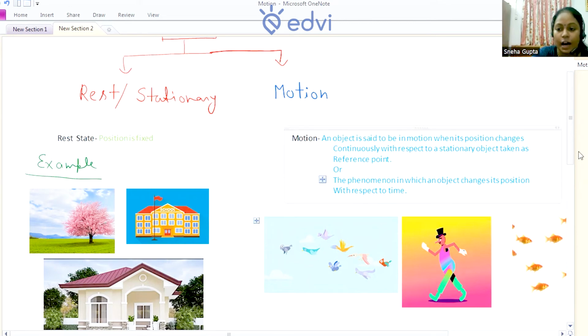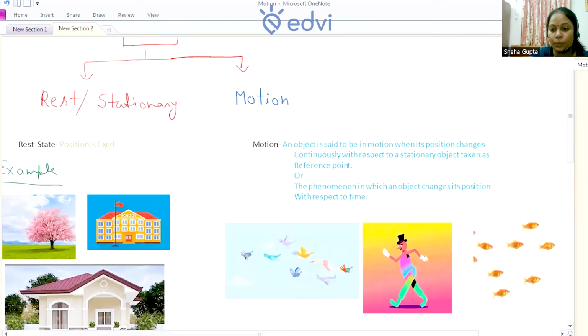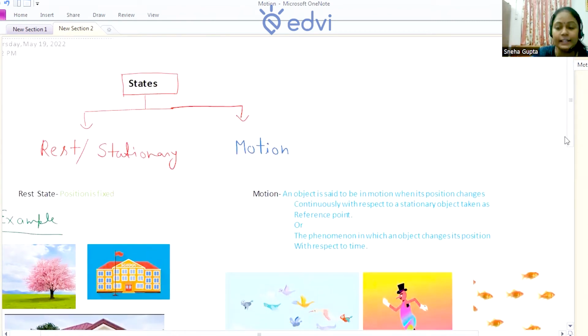And here is a house. Similarly, in motion, for example, you can see flying birds. Flying birds are in motion. Similarly, the second picture is a man moving, so the man is in a motion state. And here these are swimming fishes, so fishes are swimming. That means fishes are in motion. So here you can understand about the states, the rest state and the motion state.